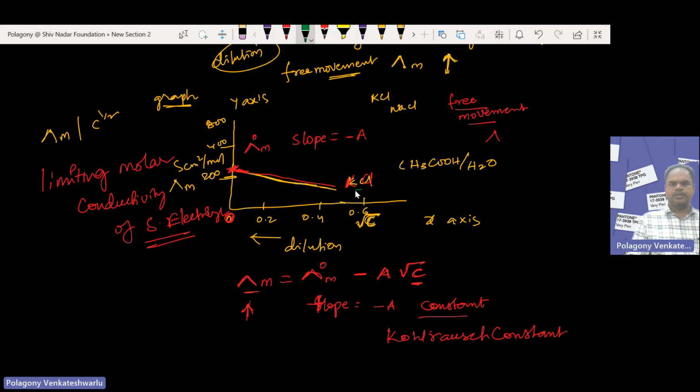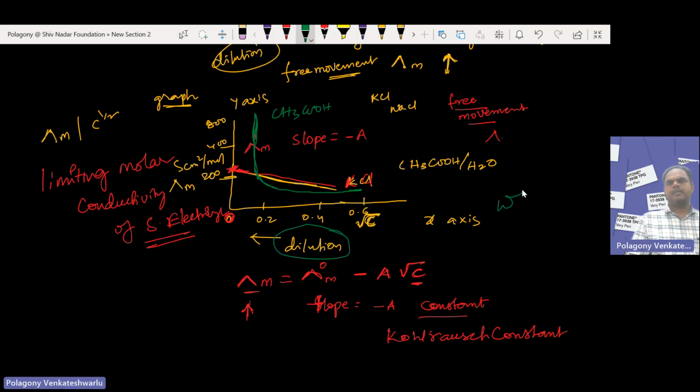Upon dilution, the molar conductivity increases, and finally it increases more, but it doesn't intercept the y-axis. We can see a steep line rising. So for acetic acid, CH3COOH, it is not intercepting the y-axis, but it is increasing more for the decreasing of the concentration of the weak electrolyte solution upon dilution.